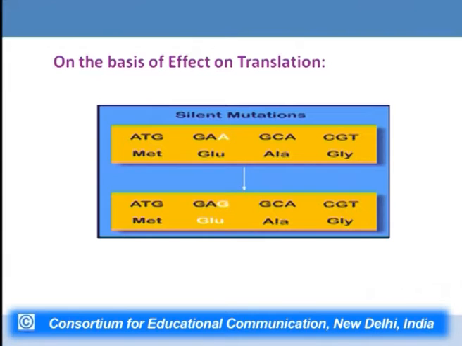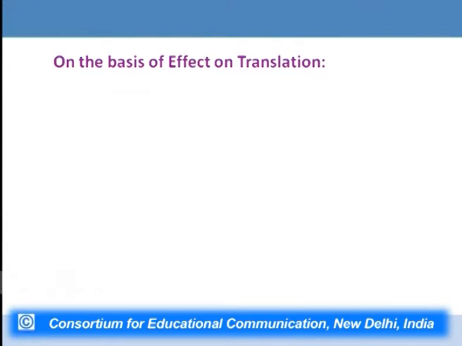This panel shows that GAA has mutated to GAG in the second codon, but the product which is formed is glutamic acid in both cases. So, there is no effect on the amino acid sequence and the protein functionality.